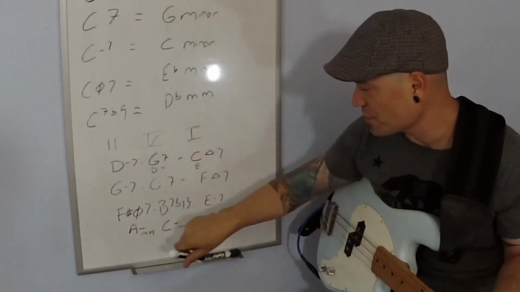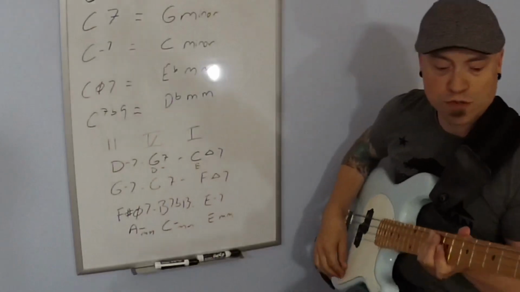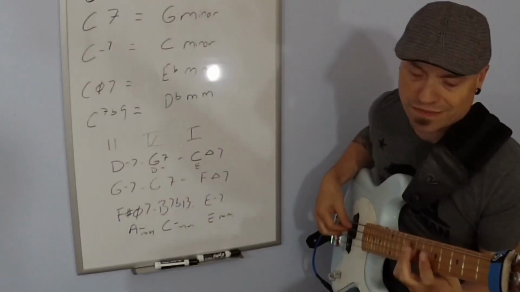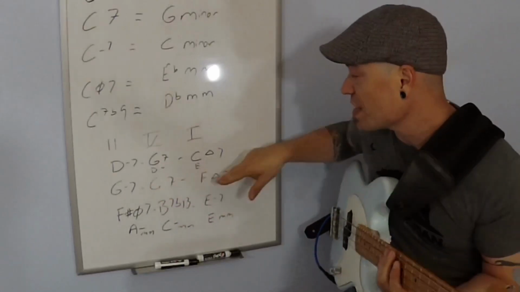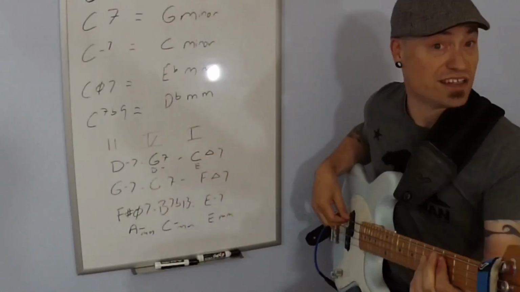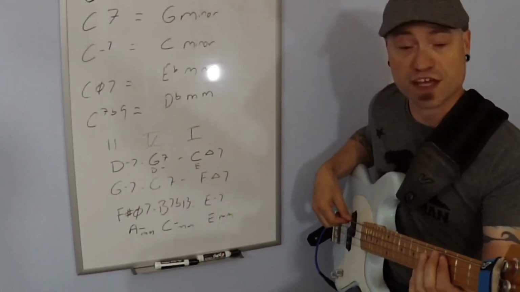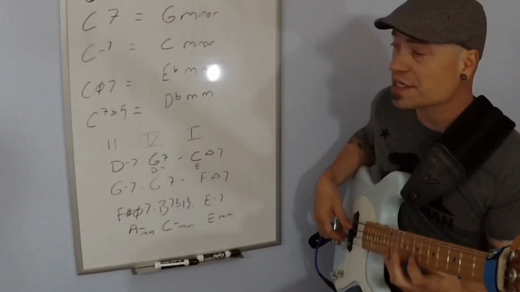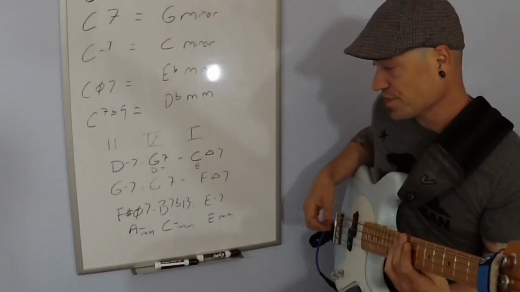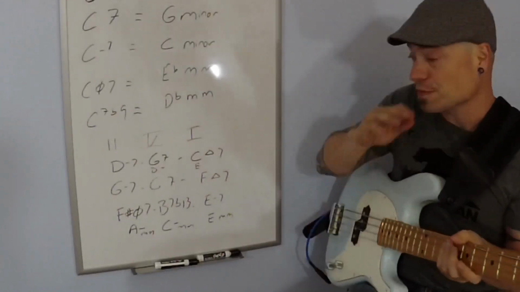So that E minor then gives us that motion. We have that movement going up rather than the movement of the resolve to the 5th. And that goes on as we move through different keys.